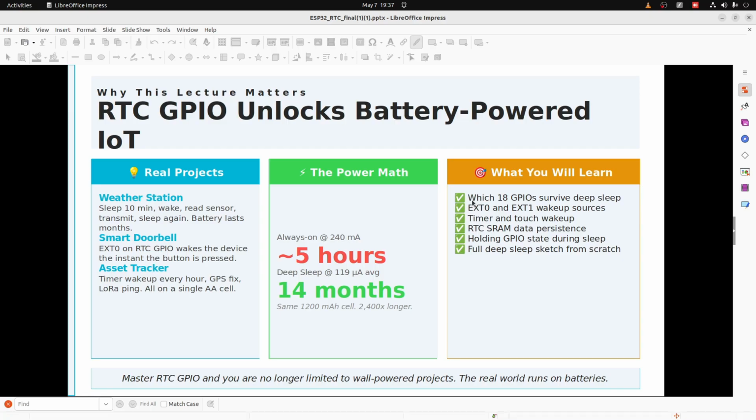By the end, you will know which 18 GPIOs survive deep sleep, how EXT0 and EXT1 wake-up works, how to use timers and touch as wake-up sources, how to persist data through RTC SRAM, and how to hold a GPIO state during sleep. Master this and you are no longer limited to wall-powered projects. The real world runs on batteries. Let us learn how to design for it.